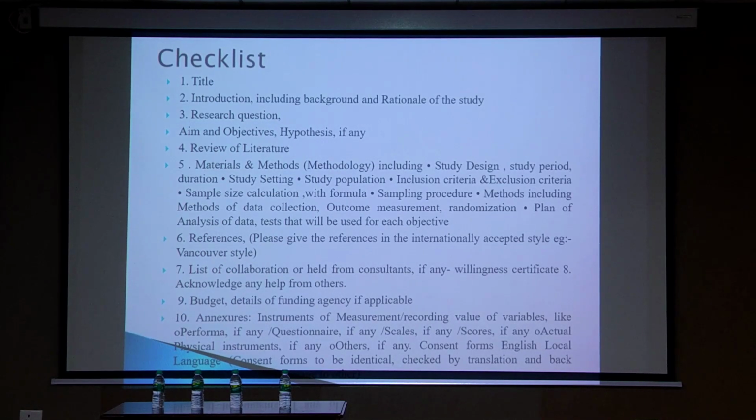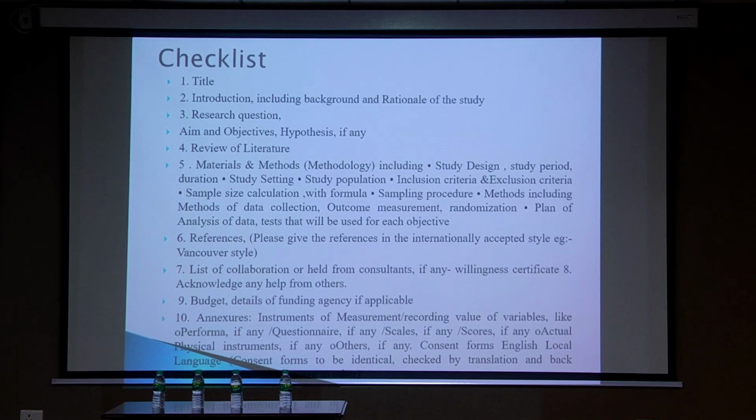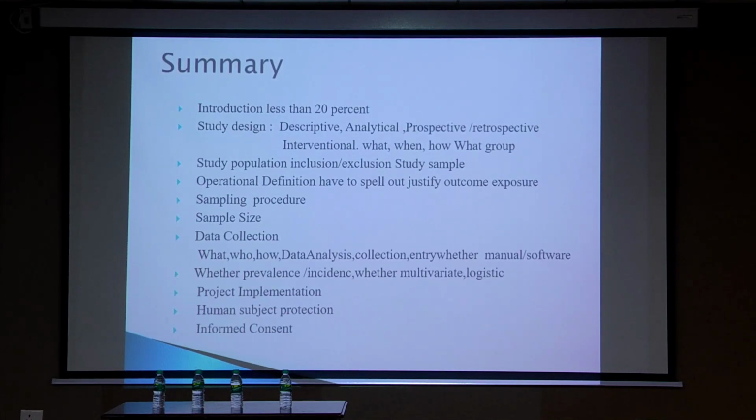This is the checklist. Title, introduction, including background rationale, research question, aims and objectives, hypothesis, review of literature, materials and methods, references, list of collaboration or help from consultants. If you have a collaborative study, you have to mention your list of collaboration and funding or budget. Then annexure. I'll go to the detailed annexure.